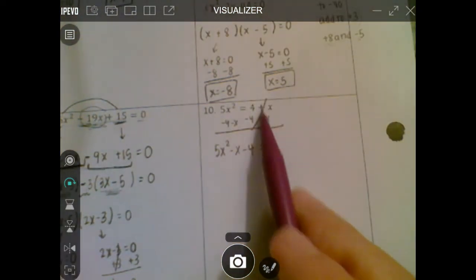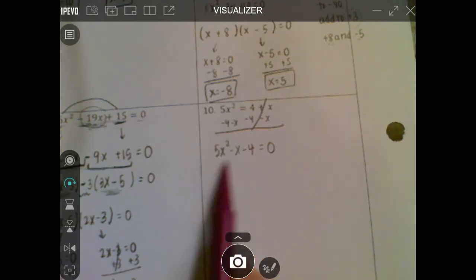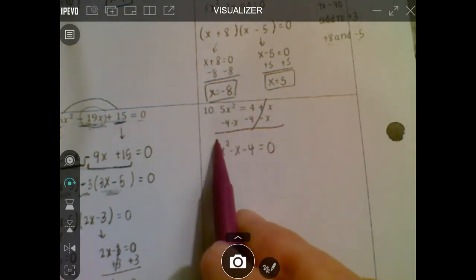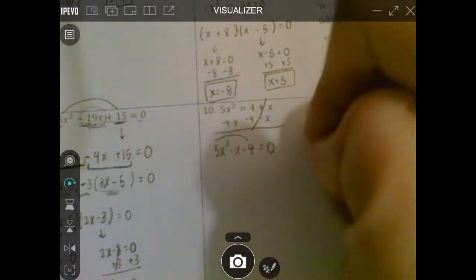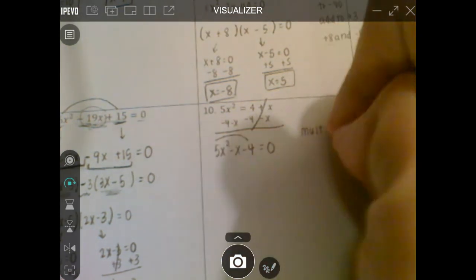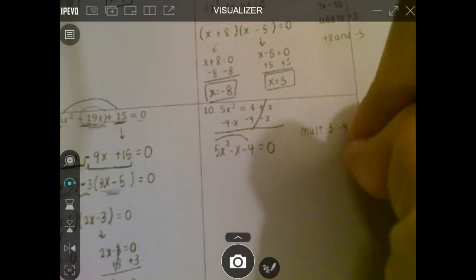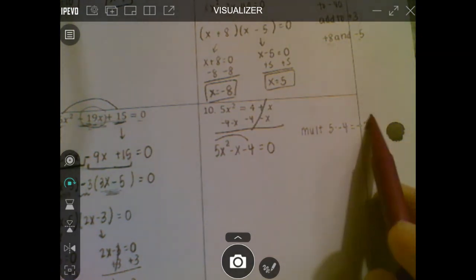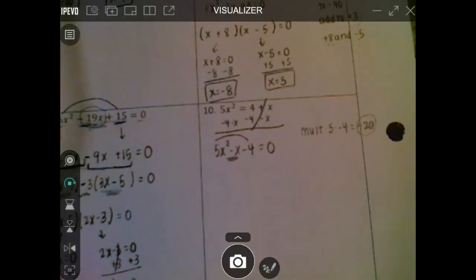And then I'll bring down, now this side is equal to 0. So again, if I'm looking at these terms, I'm noticing that I don't have a greatest common factor between 5x squared and minus x and minus 4. So I'm going to go ahead and use my factoring by grouping. So I'm going to multiply my a times my c. So I'm multiplying 5 times negative 4, and that's going to give me a negative 20. And I'm going to look for numbers that multiply to negative 20, but add to my middle term.